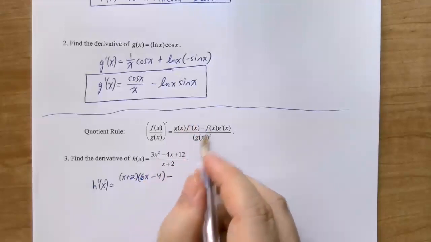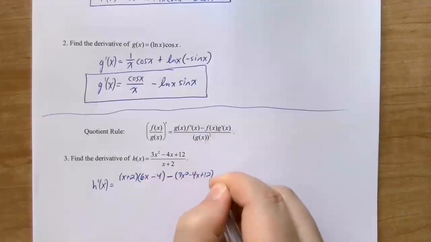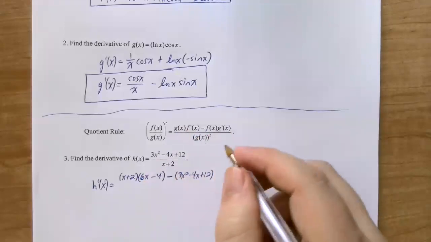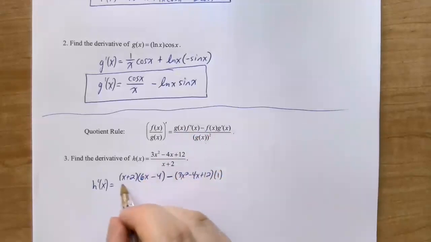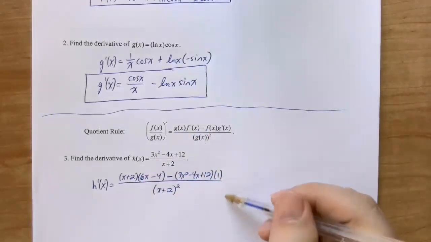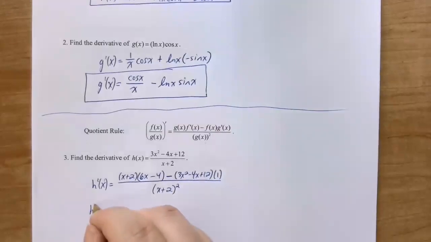minus the top, which is 3x squared minus 4x plus 12, times the derivative of the bottom. The derivative of x plus 2 is just 1, all over x plus 2 squared. Just like the last couple, let's clean this up. This is the substitution into the quotient rule formula. We just have to do some algebraic work on the numerator to clean it up a little bit.